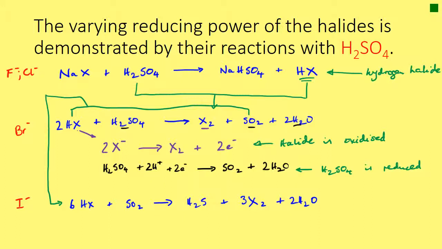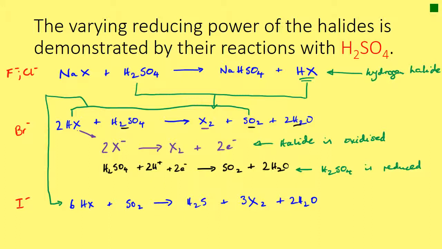This reaction here happens with all halides, but what happens next depends on which halide you have. Some of the hydrogen halides we produced in this first reaction are strong enough reducing agents to reduce the sulfuric acid further. Let's highlight the fact that we are reacting a hydrogen halide with the sulfuric acid, and they're strong enough reducing agents that they reduce the sulfuric acid to water and sulfur dioxide, according to this reaction here.